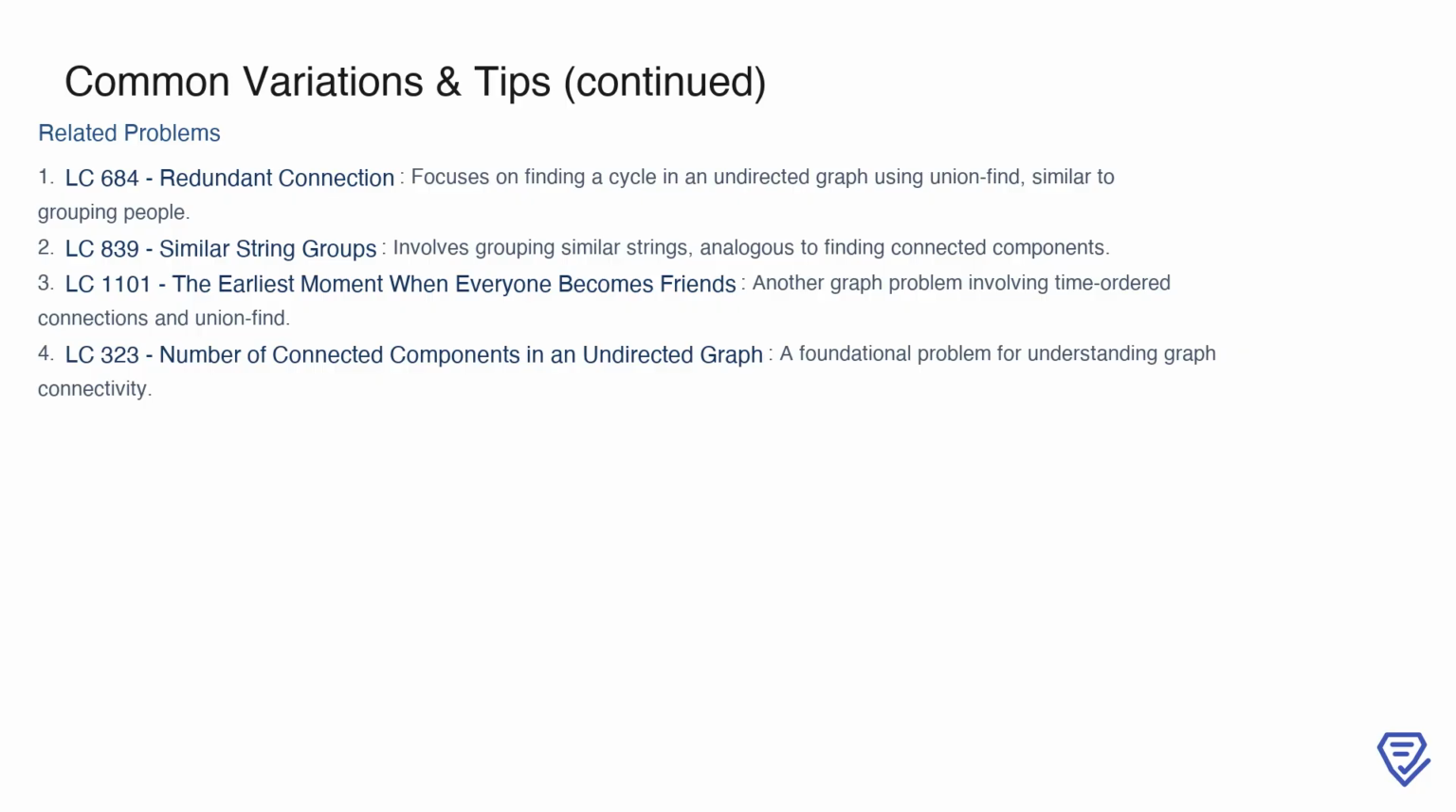LeetCode 839, Similar String Groups, involves grouping strings based on similarity, which is analogous to finding connected components. LeetCode 1101, The Earliest Moment When Everyone Becomes Friends, is another graph problem that deals with time-ordered connections and uses UnionFind to track when all individuals are connected. Finally, LeetCode 323, Number of Connected Components in an Undirected Graph, is a foundational problem that helps build an understanding of graph connectivity, making it a great resource to revisit when preparing for this type of question.